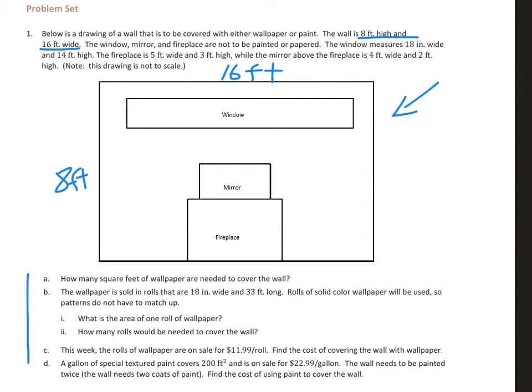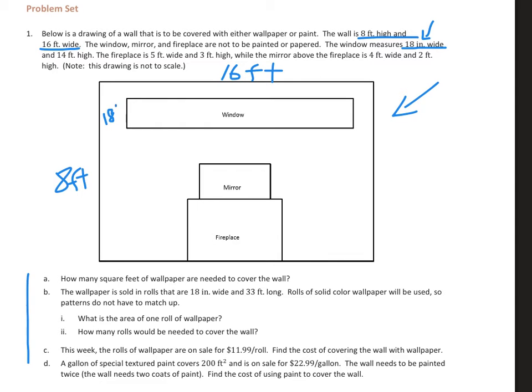So we're going to have to either find the total and subtract them, or find them and add them up and then take that away. Well, I guess that'd be the same thing. So the window is 18 inches wide. Notice inches, not feet. That's going to come into play. And 14 feet high. Well, that's just really strange. I think that's a typo. I think it can't be 18 feet wide because the wall is only 16 feet wide.